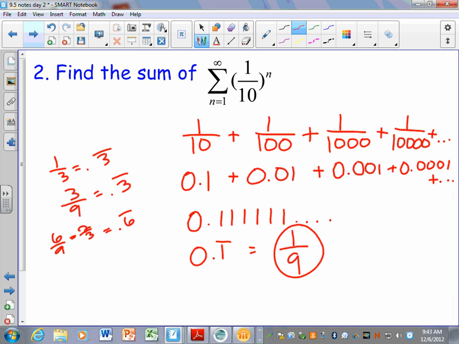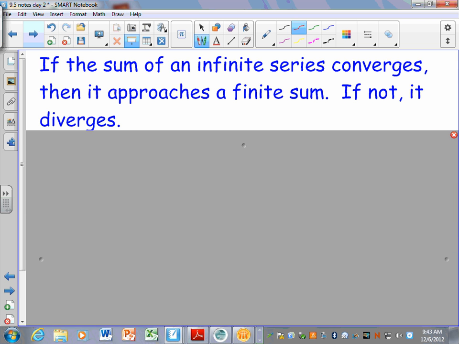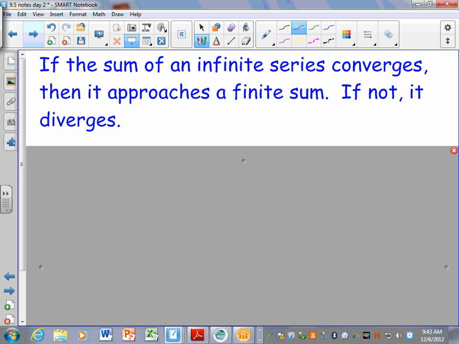So let's look at some rules here. Let's start with this. If the sum of an infinite series converges, remember that means it's going towards a specific value, like the last one was getting smaller and smaller every time, going towards 0. So if it converges, then you're going to be able to give me the sum of that sequence or series. But if it doesn't converge, then it just diverges, and you can't add that up, and you would never get the sum because it's just going to keep getting bigger, which is what diverges means.